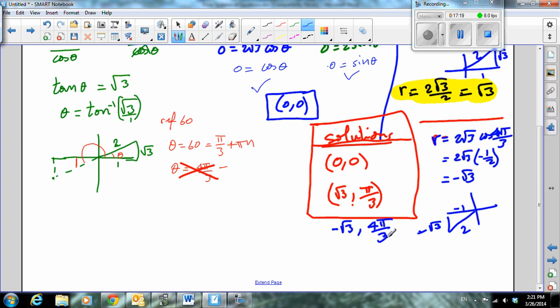These 2 points, based on what you learned in 8.1 and 8.2, will be identical. So what's the point of writing the same thing? Not necessarily. You write this one in blue, it's okay. You write this one in red, it's still okay.